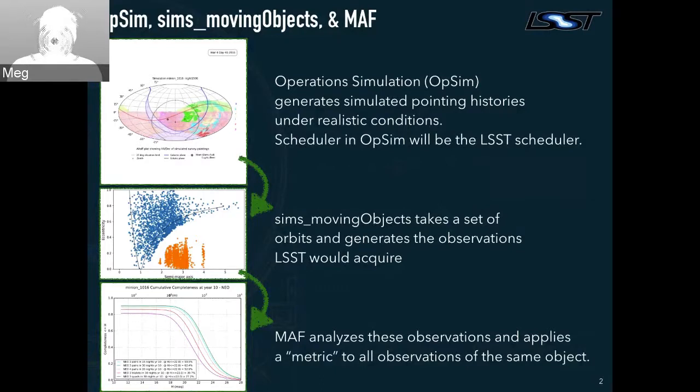And basically, you write a metric that would apply to all the observations of one object. And so maybe you say something very, very simple. How many observations will I get for this object? Maybe above a certain signal to noise or something like that. And that can be your metric. And MAF provides the framework to apply that to all of the objects and generate plots, do simple summaries over the entire population, for example, things like that.